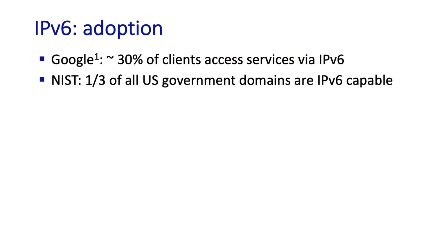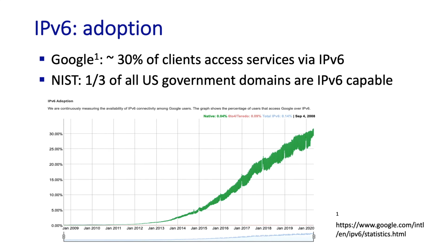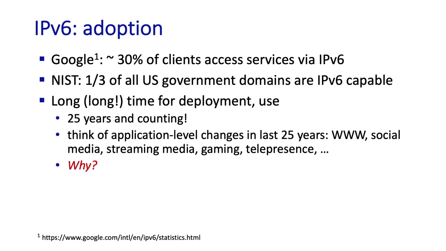Well, we've seen that IPv6 was standardized in the late 1990s. How widely is it deployed today, say 25 years later? Well, Google reports that almost 30% of the clients that access its services do so using IPv6. And in the US, the National Institute of Standards reports that about a third of all US government domains are IPv6 capable. So that's some progress, but IPv4, 25 years later, is still by far the more dominantly used technology.